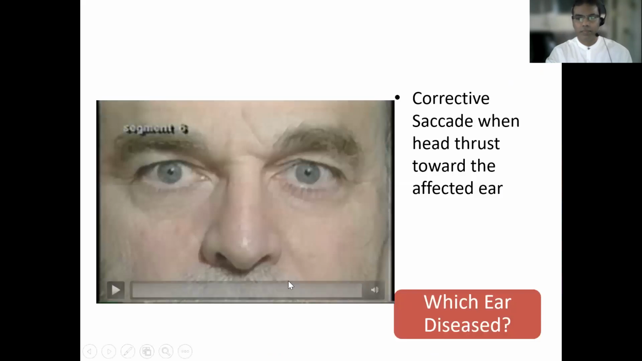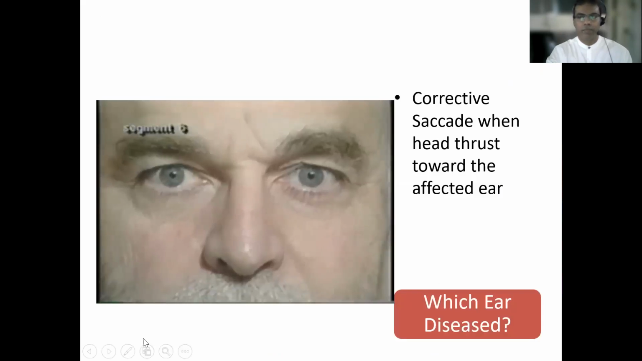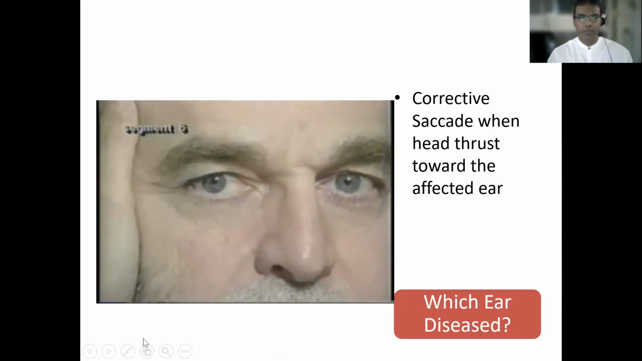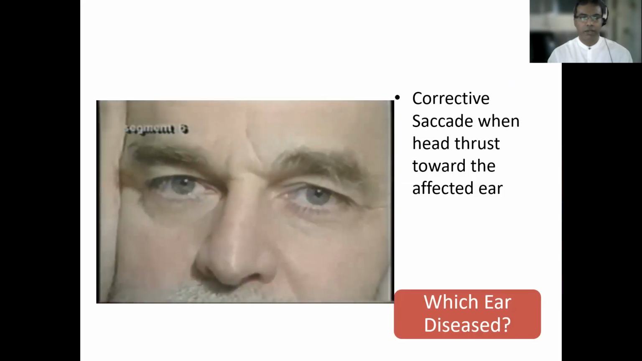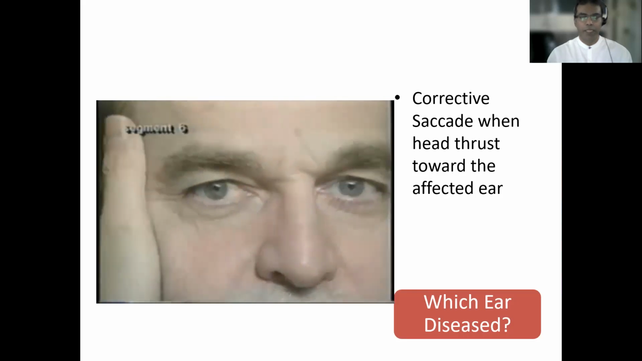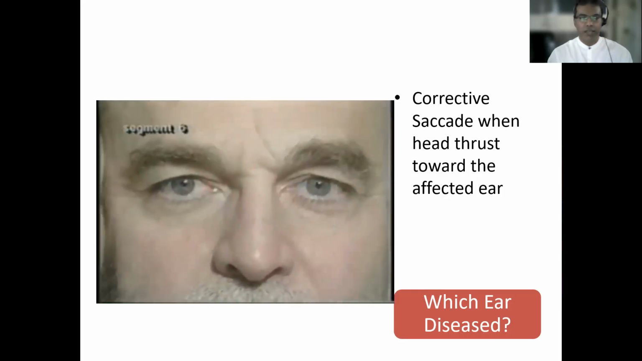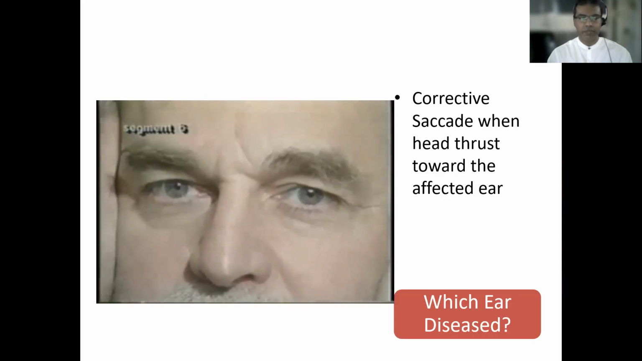A corrective saccade signifies pathology in the ear towards which the head is thrust. So if a patient's head is quickly thrust to the right, and then there's a corrective saccade, it is the right ear which is diseased. So now his head is thrust to the left, then to the right, and then to the left. You notice the saccade when the head is thrust to the left.